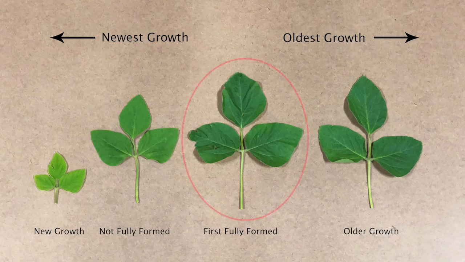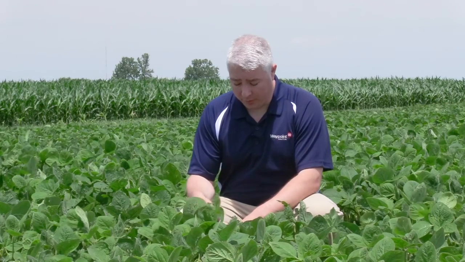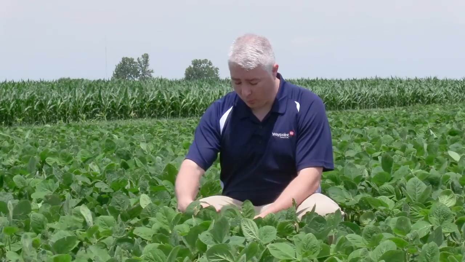In soybeans, except during the seedling stage where you'd collect the entire plant, on all other growth stages you would collect the top fully formed, fully open trifoliate leaf. On this particular plant, the top fully open leaf is this one here, so I would take about 25 to 30 trifoliates per sample.